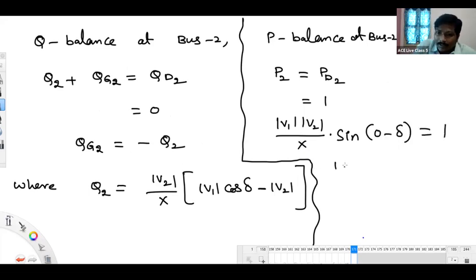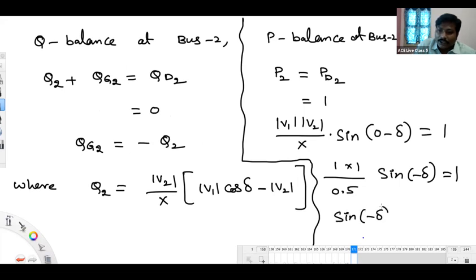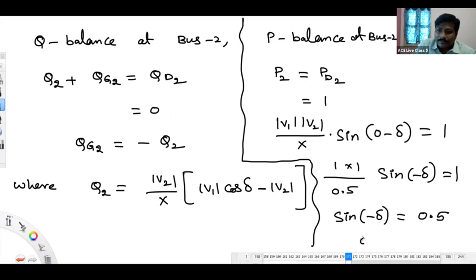V1, V2 values are 1. X value 0.5. Sine of minus delta is equal to 0.5. If you calculate delta from this, you get minus 30 degrees.